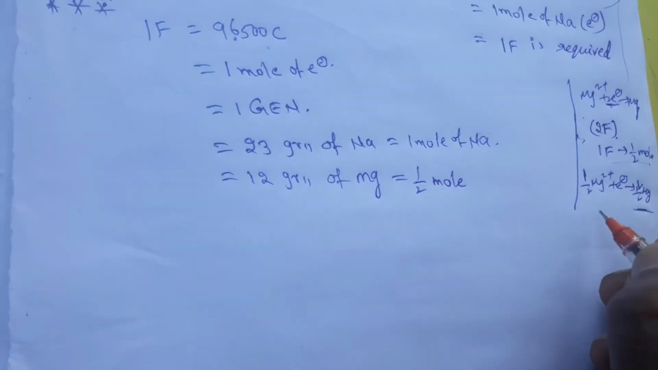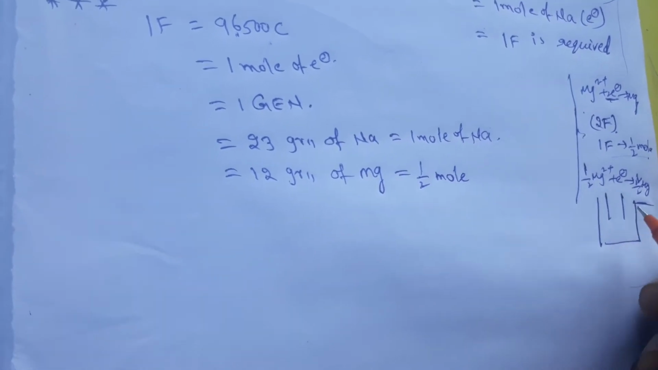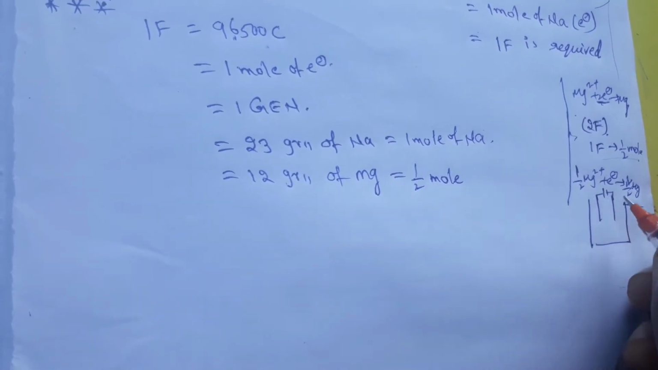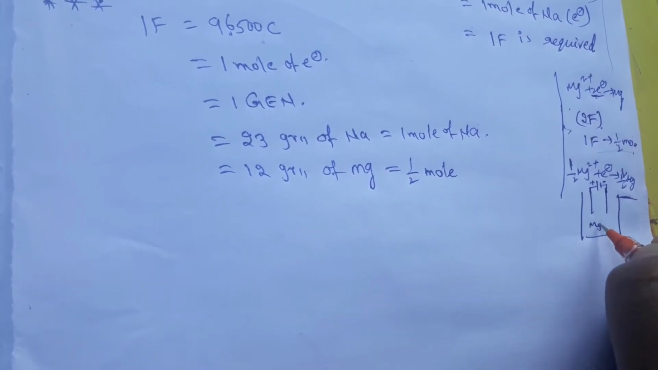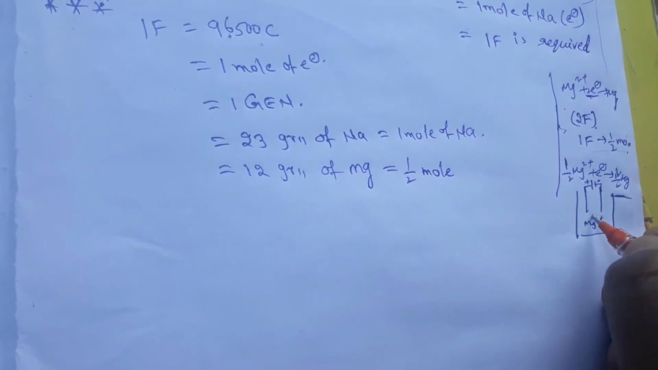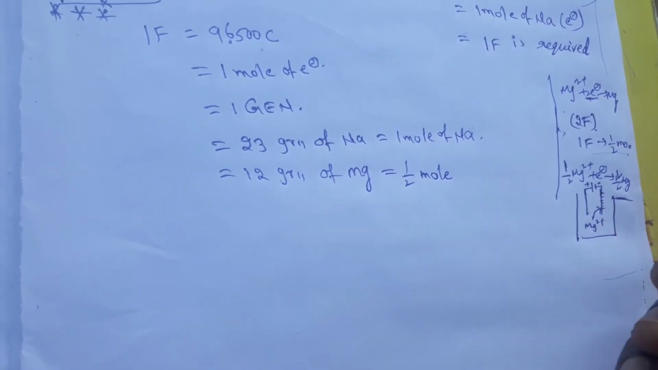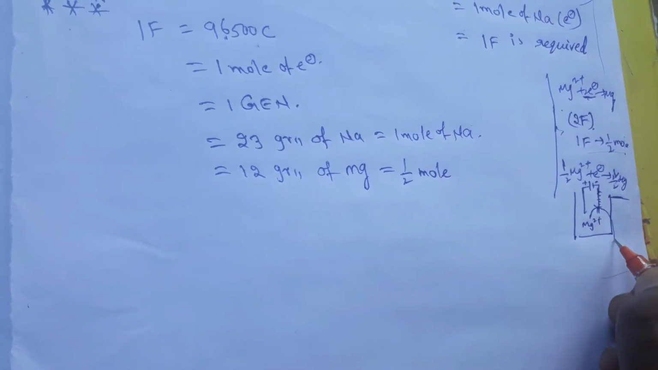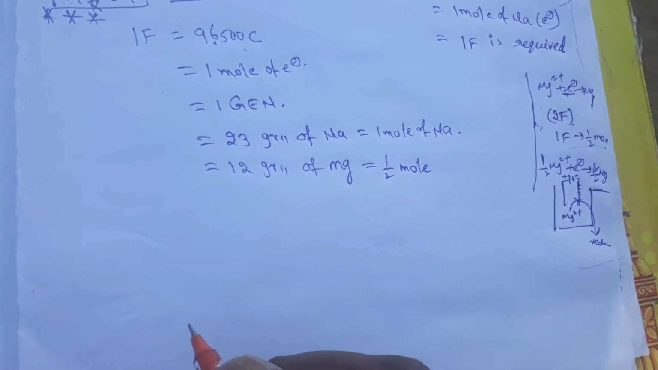Why is it the cathode? If you take a beaker and pass the current, with positive and negative charges, the magnesium 2+ ions, which are cations, will go to the negative side. So the cathode is there, and reduction takes place here.